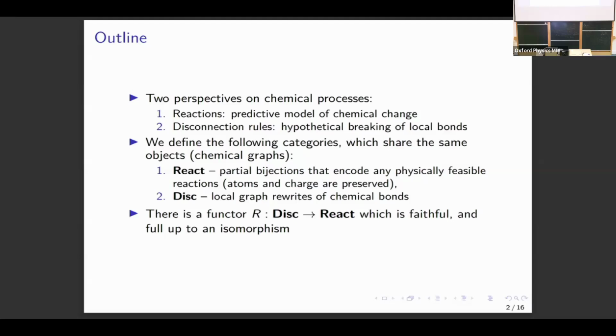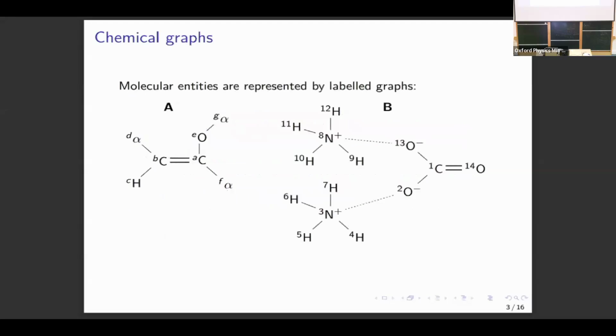I'll talk about all of this in much more detail. Okay, now is the moment when you can zone out in case you don't want the mathematical details. So first of all, we represent molecular entities as labeled graphs. The way this notation works, we more or less just took it from existing literature, and it's quite standard in chemistry that these upper left indices represent the underlying set of the graph.